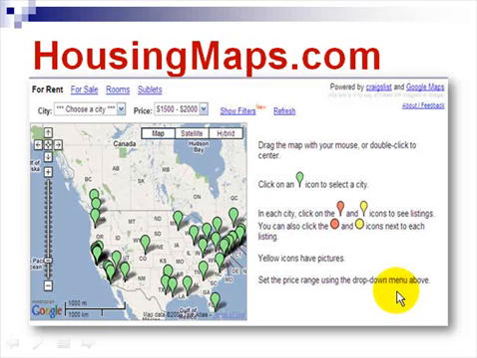This is an example of a mashup, housingmaps.com, and it is a mashup between the data on Craigslist and Google Maps, so that you can use the map to find real estate according to different criteria.